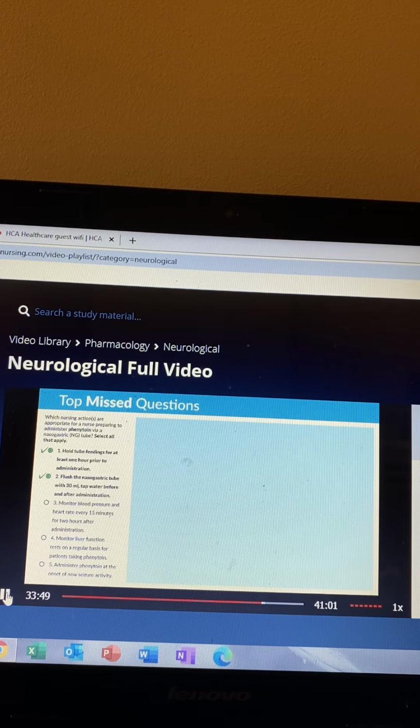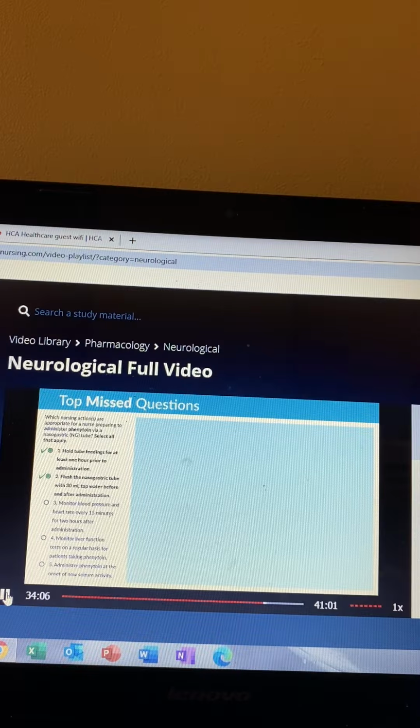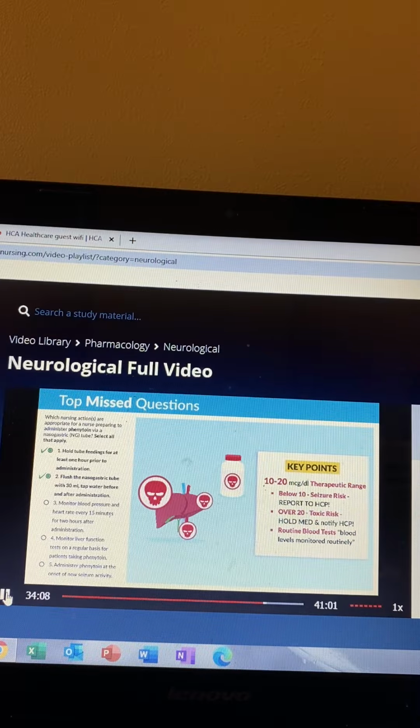Now option 3 is incorrect. Monitor the blood pressure and heart rate every 15 minutes for 2 hours after the administration. So technically, no, this is not needed to monitor the heart stuff, since it's a long-term medication, so it takes a long time to kick in here. Now, option 4, monitor liver function tests on a regular basis for patients taking phenytoin. Yes, phenytoin is phenytoxic, so any toxic drug can be toxic to the liver.